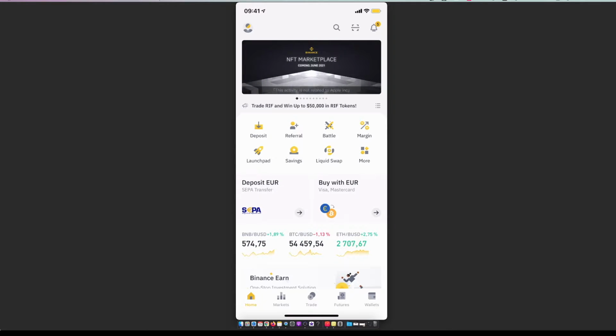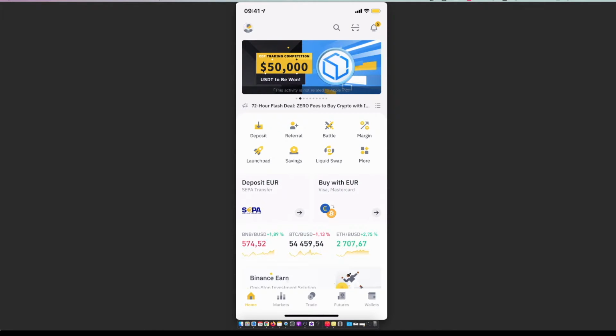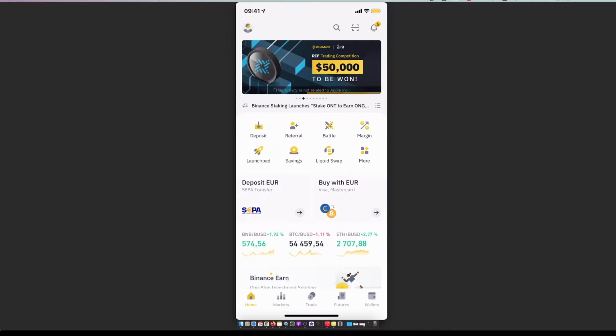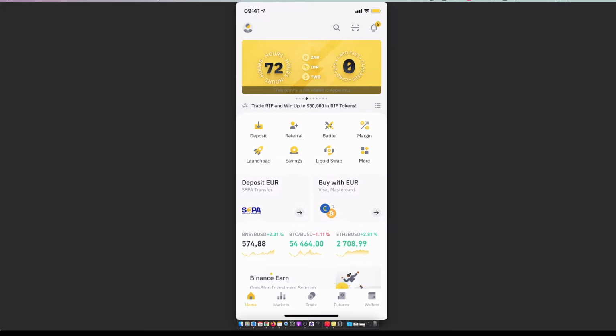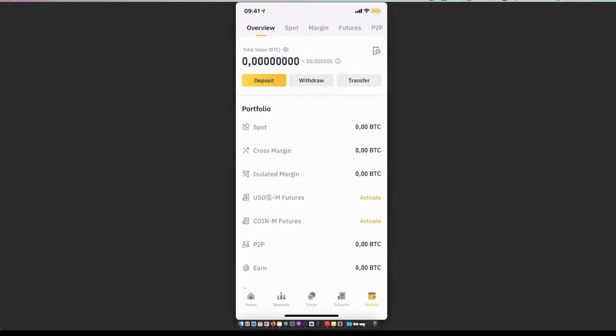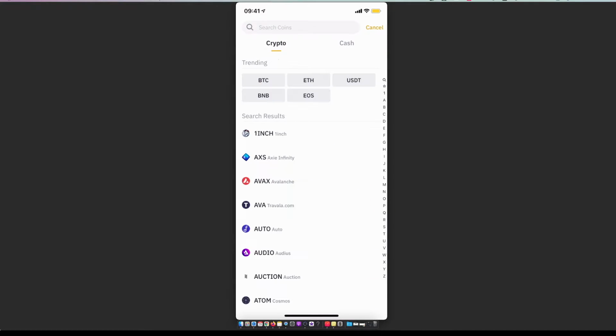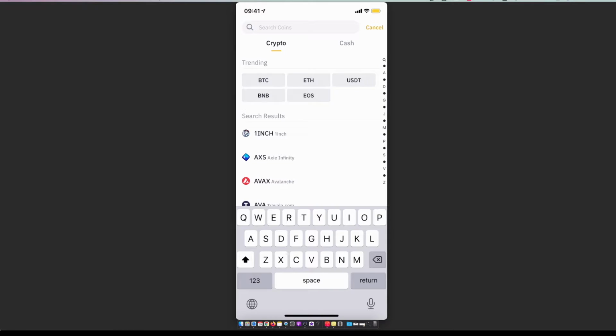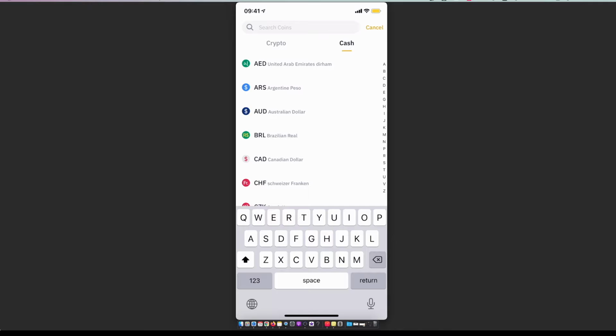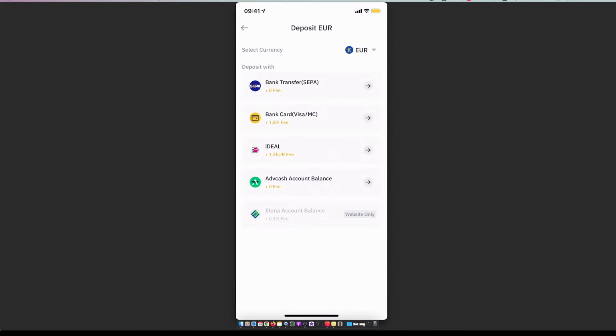And the second step you need to do here is deposit some money. So what you need to do here is go to the bottom right corner, select Wallets, then look for Overview and press on Deposit. Then you can deposit crypto itself, a few cryptos, and you can deposit fiat money or cash. So select cash, select the currency. For me, euro, because I live in Europe, and as you can see here I have a few options. I can do it with a bank transfer, bank or credit or debit card, and more.